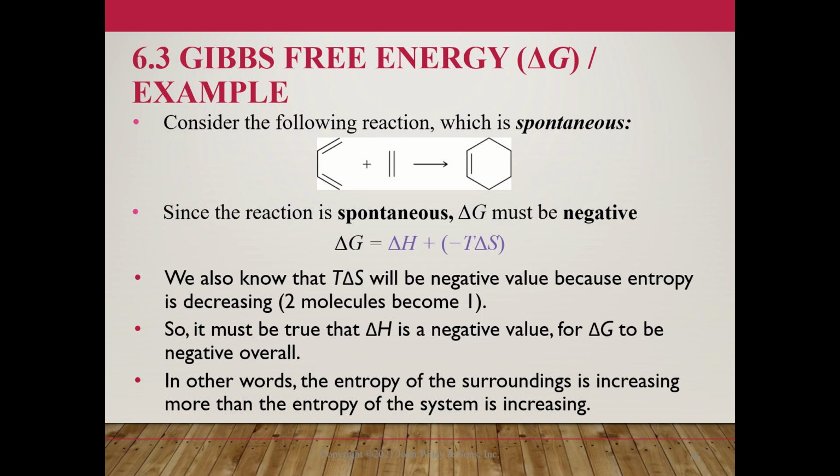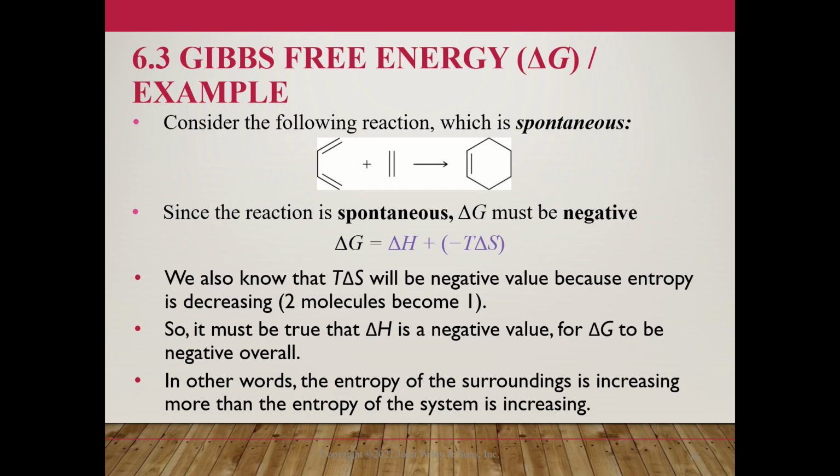Since this reaction is spontaneous, delta G has to be a negative value. Now we know that T delta S will be negative because the entropy is decreasing, basically going from 2 moles of reactants to 1 mole of product. Also because you are closing or forming a ring. So it must be true that delta H is negative for delta G to be negative overall.